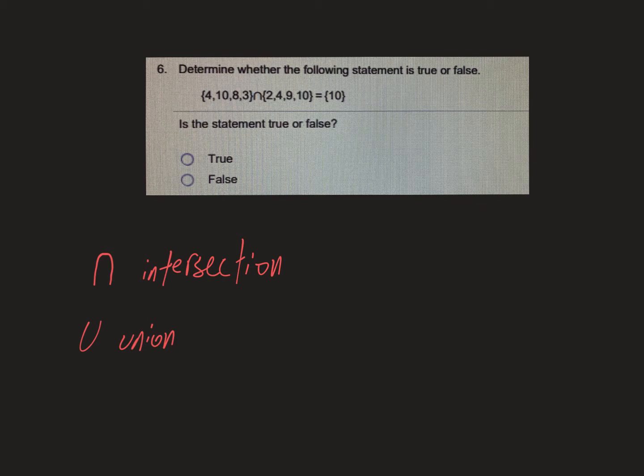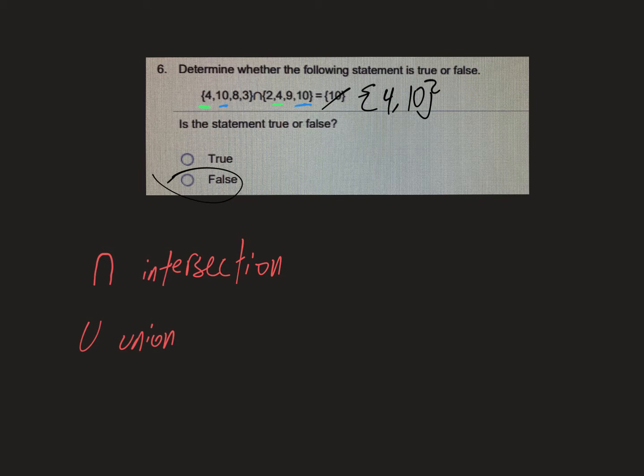Okay, so here we go. I see that 4 is in both of these sets, and I also see that 10 is in both of these sets. And based on this, I can say that the common stuff, the intersection between these two, should actually be the set of 4 and 10, not just 10. So what do we discover? That is going to be actually false in this case.